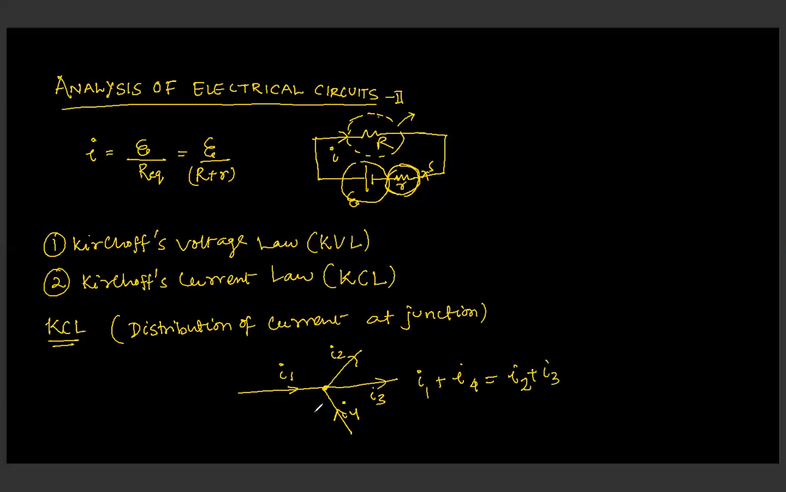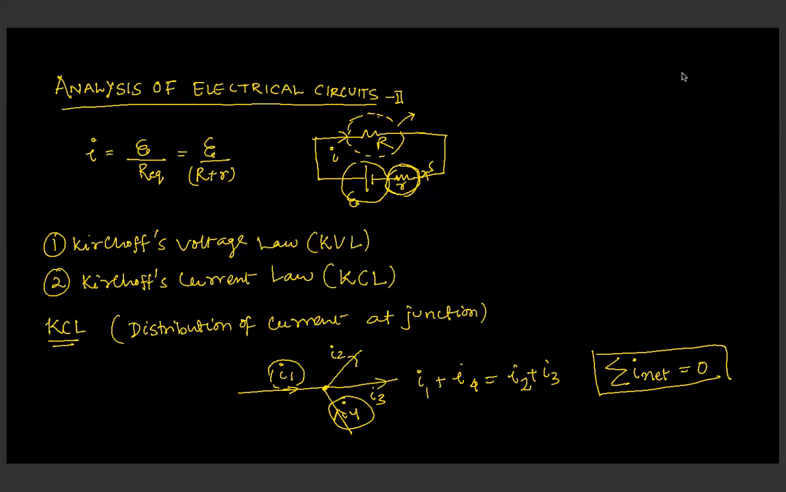So whatever amount of current enters the junction, the same amount of current should exit the junction. That means the summation of the currents, or the net current at a junction, should be equal to 0. So this is our KCL, and it is universally followed in any circuit given to us. The total sum of all the outgoing currents in all branches at that junction is 0, right? So this is our first law.